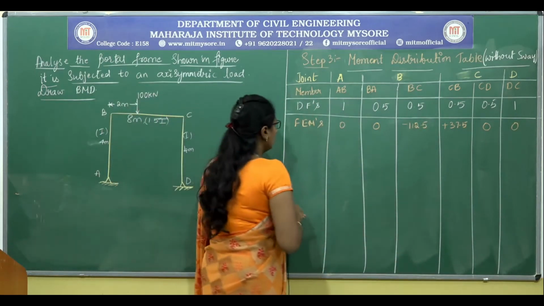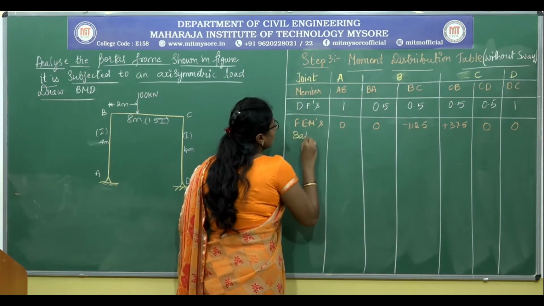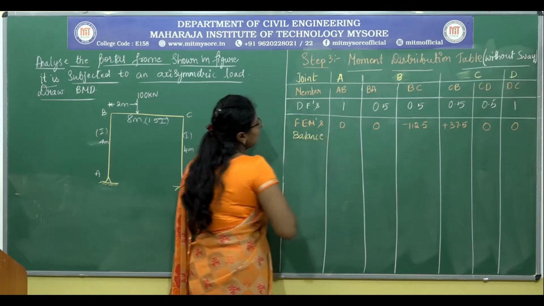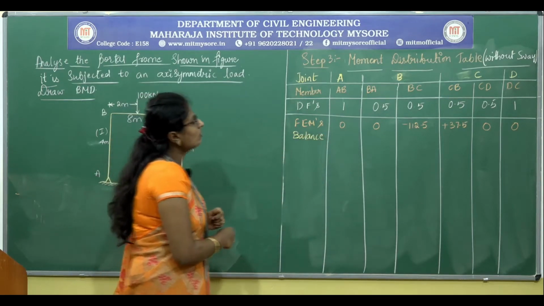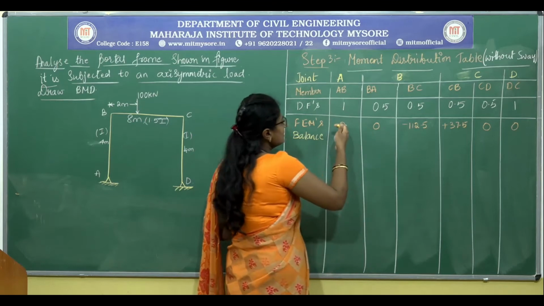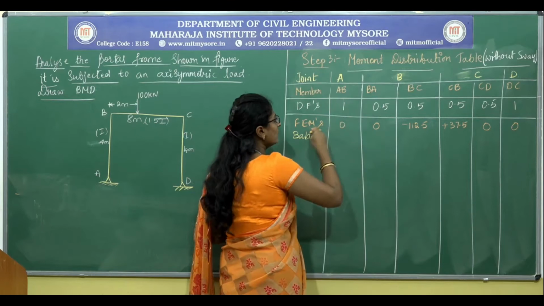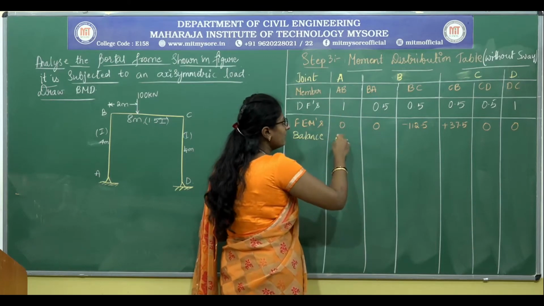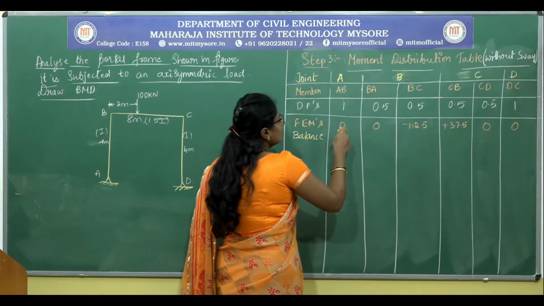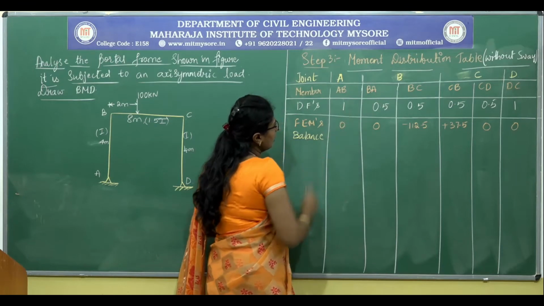Now we need to go for the balancing step. So at joint AB, since it is hinged, the distribution factor is 1 and the fixed end moment is 0 since there is no load acting. Thereby, the balancing step cannot be considered for AB.